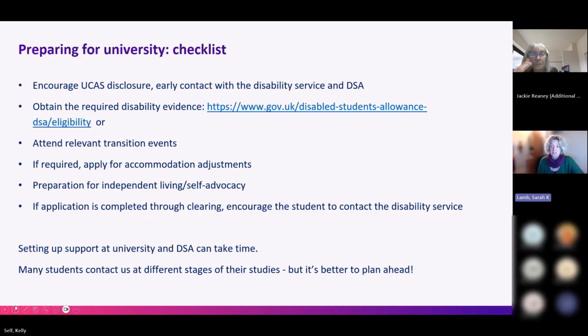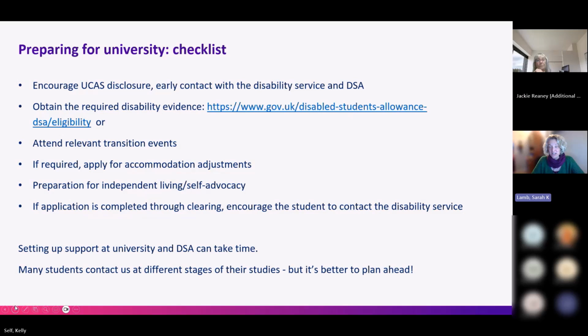A lot of the courses that I support are health and wellbeing courses. So we have students who study occupational therapy because they've had that experience themselves as a user. So it can be really helpful to demonstrate an insight into what you're going on to study, or an ability to cope with difficulties. Get hold of the required disability evidence.